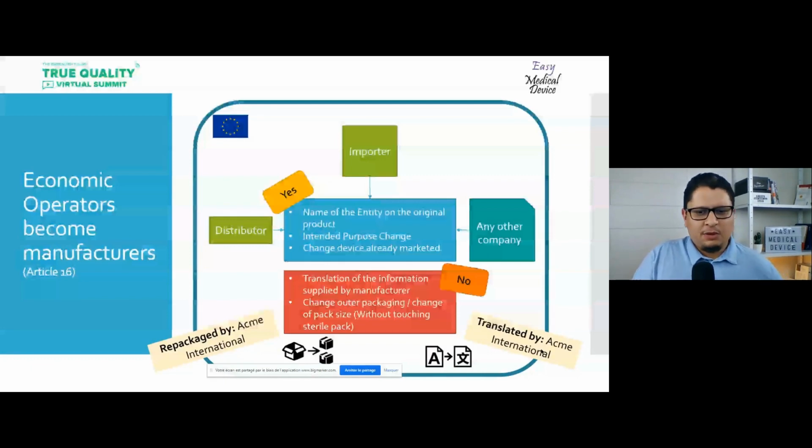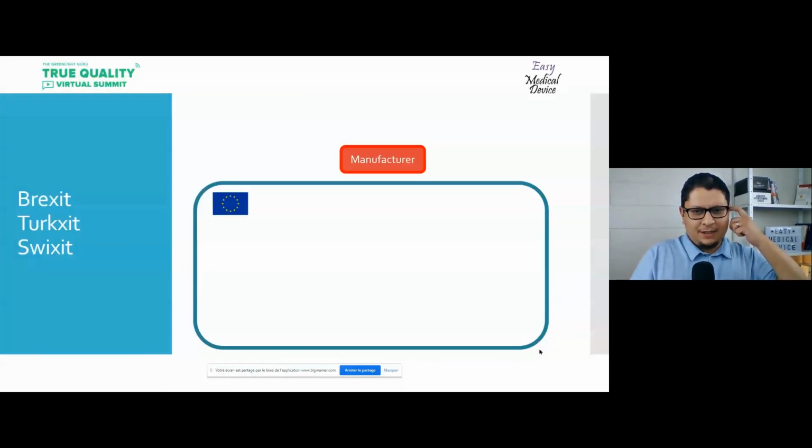Now, a last topic will be BREXIT, TURKXIT, SWIXIT. If you never heard about that, maybe you heard the first one, and maybe you will hear the other ones for the first time. So mainly, you know about BREXIT because the UK wants to exit the European Union. So this was voted. This will be applicable normally by the end of this year. So by January 1st, 2021, normally the UK will not be in the EU anymore.